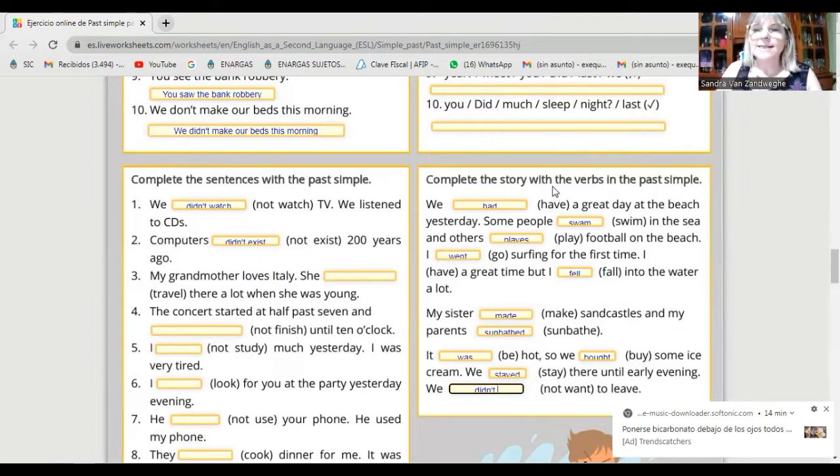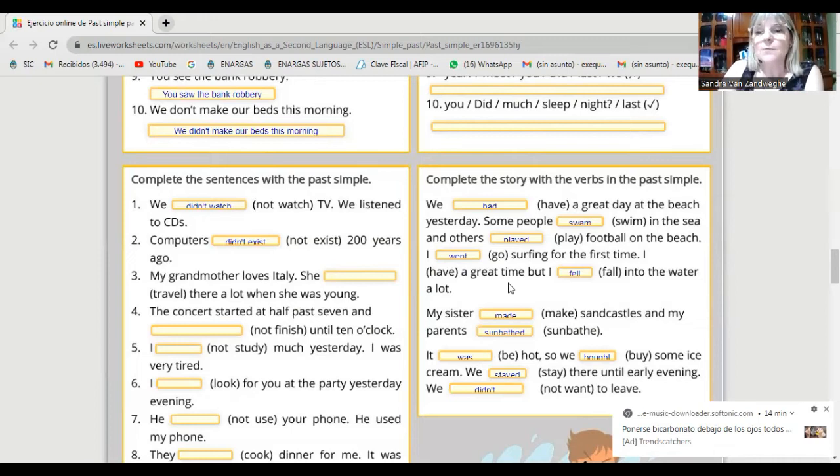We had a great day at the beach yesterday. Some people swam in the sea and others played, acá no puse una D, played football on the beach. I went surfing for the first time. I had, acá no dejaron para completar, had a great time, but I fell into the water a lot.